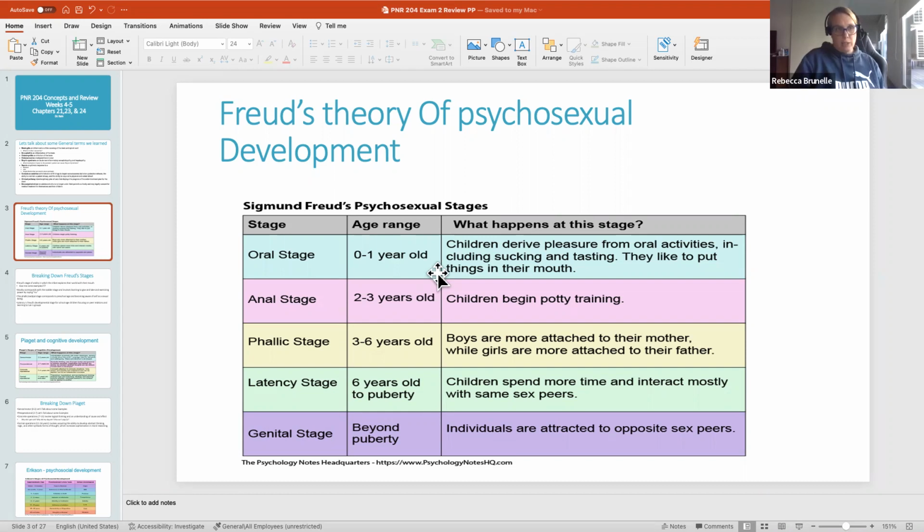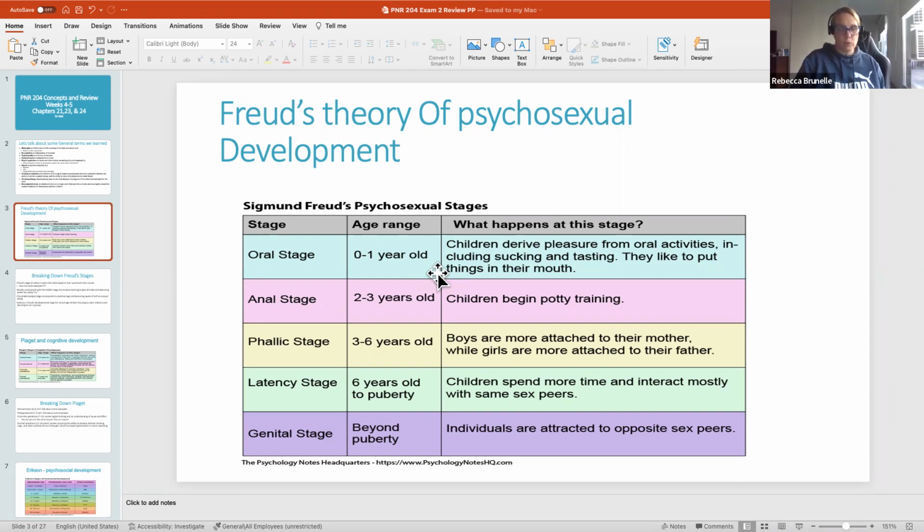And then the anal stage, which is age 2 to 3, this is the potty training stage. In this stage, kids are really kind of obsessed with their bowel movements and pooping. Sometimes they get scared when they see the toilet flush and their poop goes away. So a lot of their thought processes are about their anus and their body.